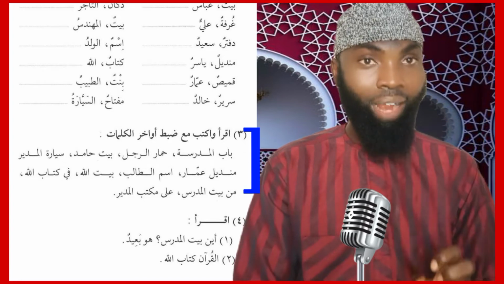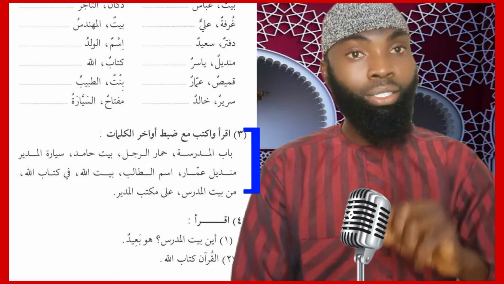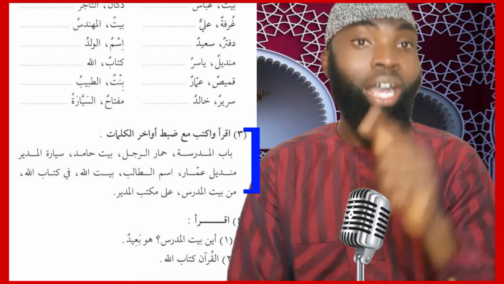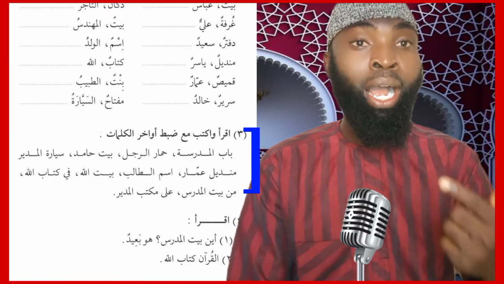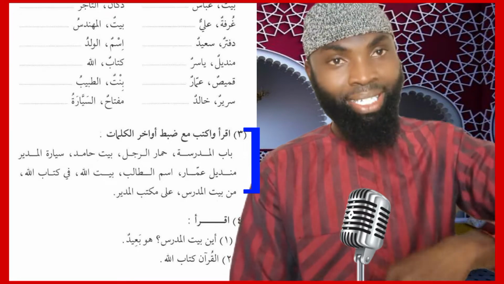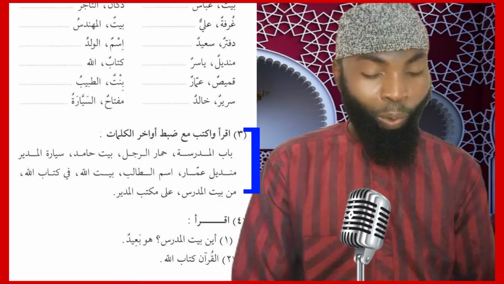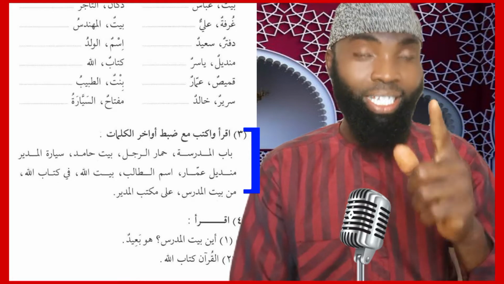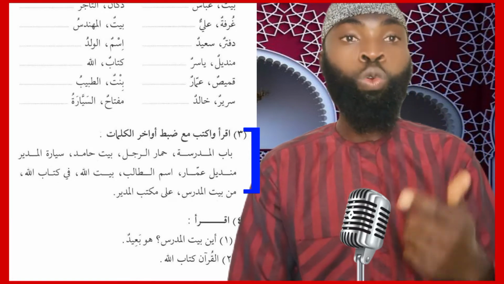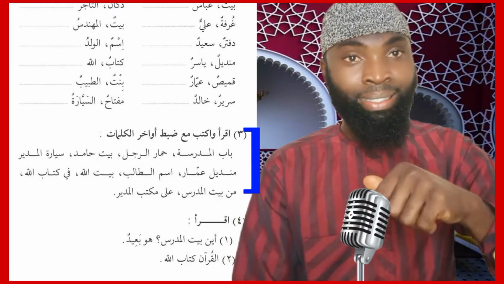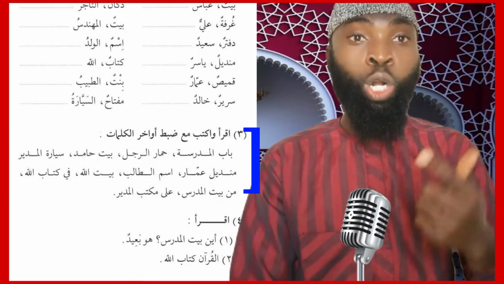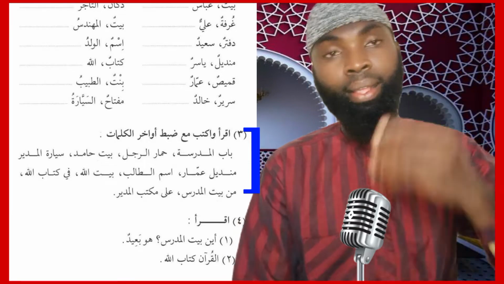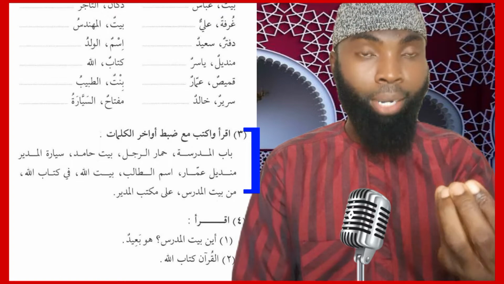The first one we have is babun, then al-madrasatu. This is, of course, mudaf or mudaf ilayhi, possessor and the possessed. So what do we say? Babul madrasati, the school door. We have himarun al-rajulu originally. Now we say himarul rajuli, the man's donkey. Himarul rajuli.